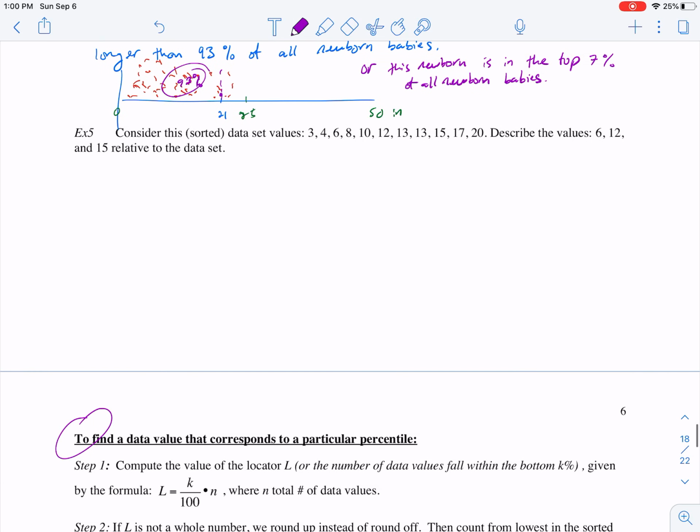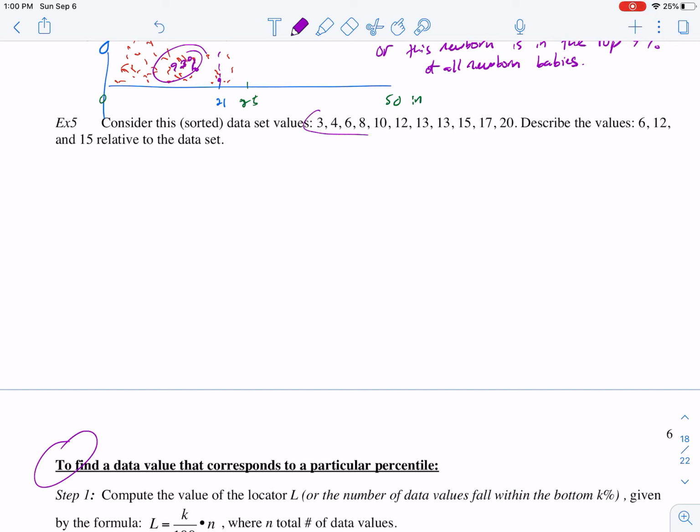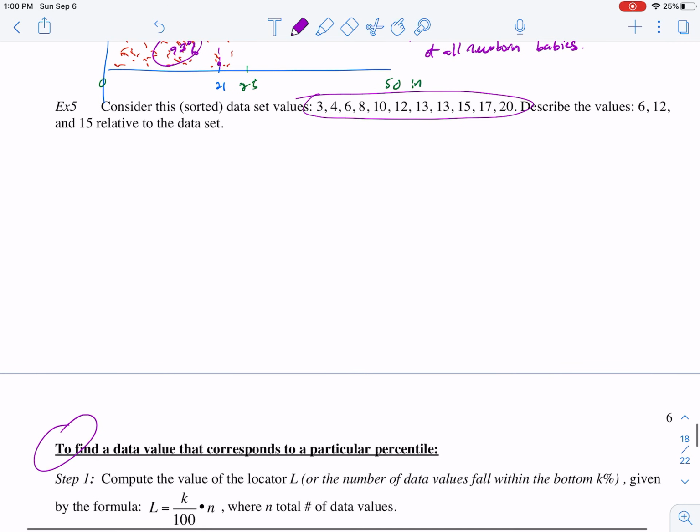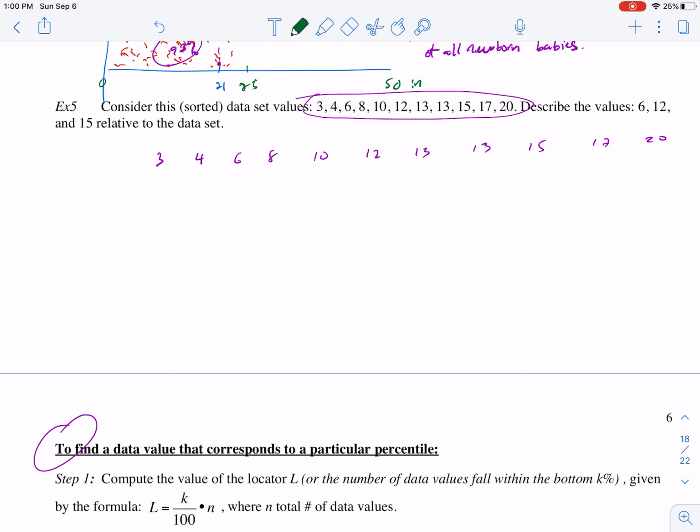The easiest one for finding percentile is the median. So suppose we're given this sort of data, and we want to describe these numbers relative to the set in terms of their position, the percentage. So we've got 3, 4, 6, 8, 10, 12, 13, 13, 15, 17, 20. This is the data set, so this is 100% overall, right? We've got 6, then 12, and then 15.